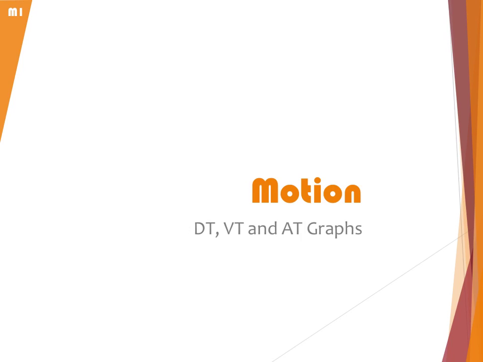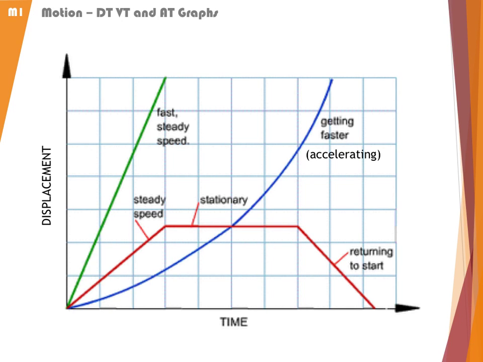So we've done a lot of work with velocity and time graphs. We're now going to transfer that knowledge so that we can take a velocity time graph and turn it into a displacement time or an acceleration time graph, and vice versa. So here's a displacement time graph, and the main thing we need to know is what the different shapes of lines will show us.